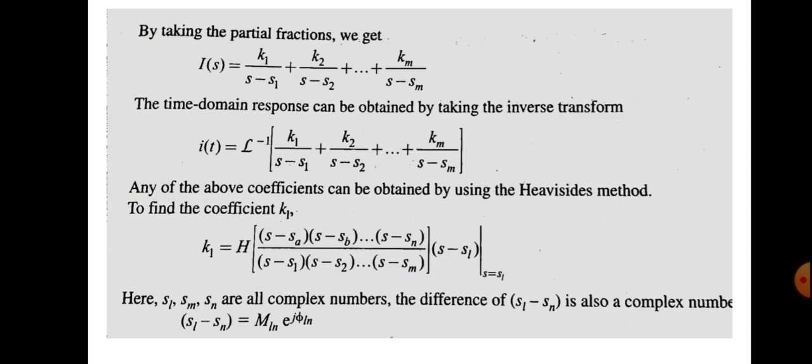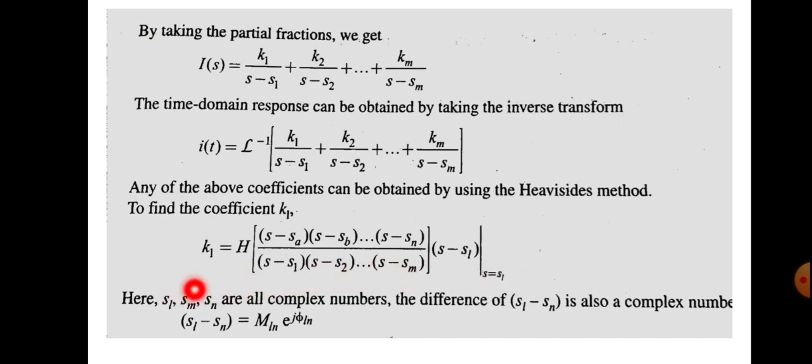So we can write k1 will be equal to h into (s minus sa) into (s minus sb) into etc. up to (s minus sn), divided by (s minus s1) into (s minus s2) into (s minus sm) into (s minus s1), at s equal to s1. So that is our regular equation. Sorry, I said s1; here it is sl, so kl, at s equal to sl.